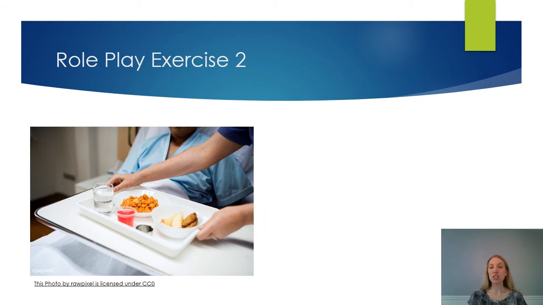An hour after lunch, you go in to check on your patient. His lunch tray is sitting there untouched, and he says, "I can't eat that." How do you respond?